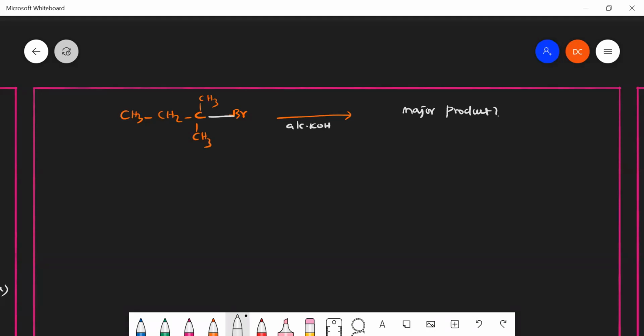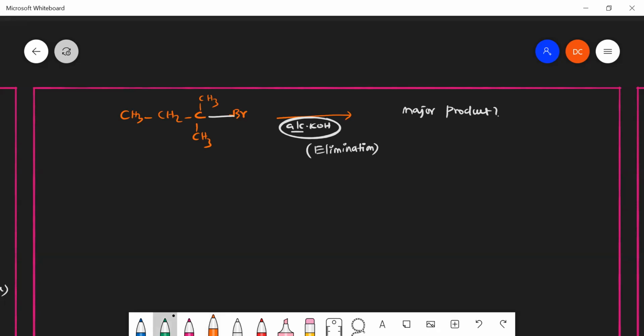Yes, sir, if I use alcoholic KOH, it always forms the elimination product. But you're telling us a substitution product. But once we use alcoholic KOH, we will get the elimination product only. OH is not going to attack here instead of Br, because it's not a substitution reaction. It's an elimination reaction.